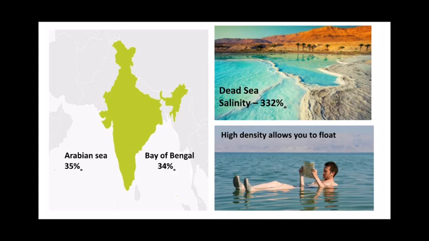The density of water is also high because of higher salinity. Therefore, one can never drown in the sea. We can easily float when we go in the sea water. You can see a man who is floating in the Dead Sea, and this is because of the high content of salt in the water, which makes the density of the water even more, which allows you to float without much swimming.